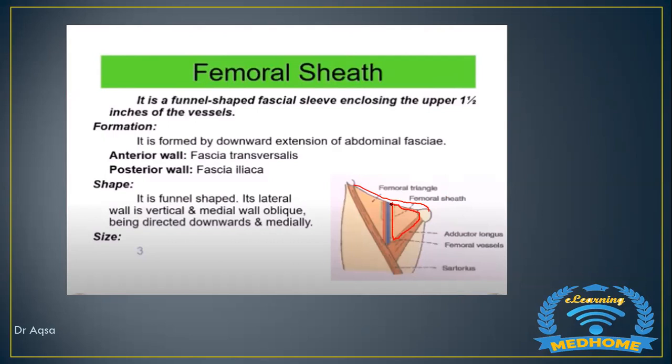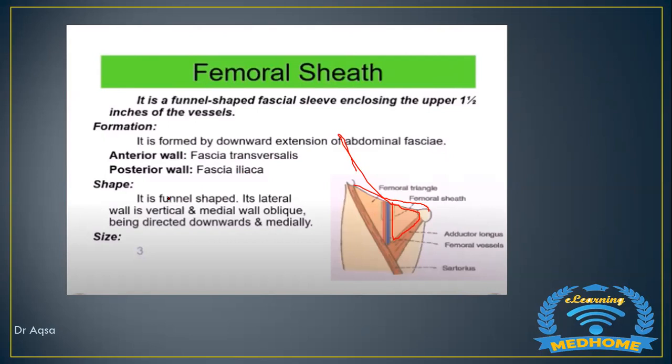Now, how is it formed? It's a funnel-shaped sleeve enclosing the upper 1.5 inch of the vessels. It is formed by the downward extension of the abdominal fascia. So it's nothing extra, it's just the extension of the abdominal fascia that we have. The anterior wall of this femoral sheath is formed by the fascia transversalis, and the posterior wall is formed by the fascia iliaca.